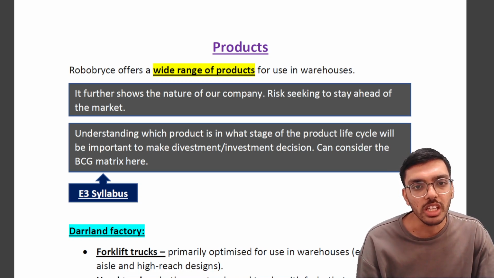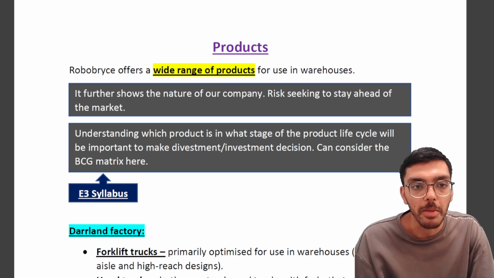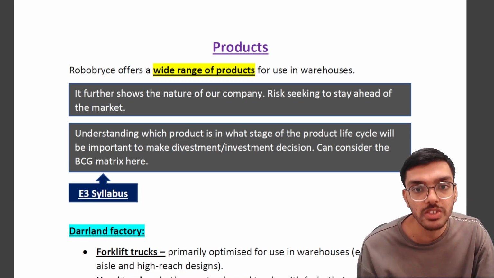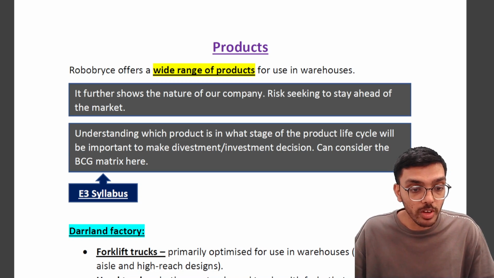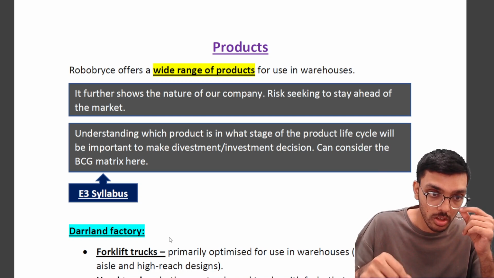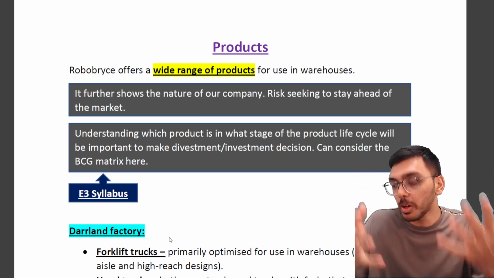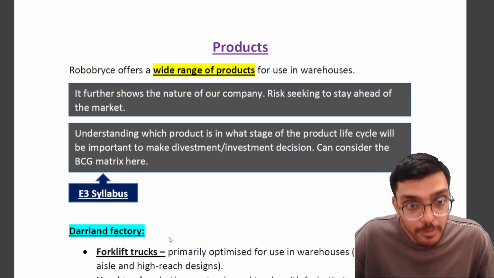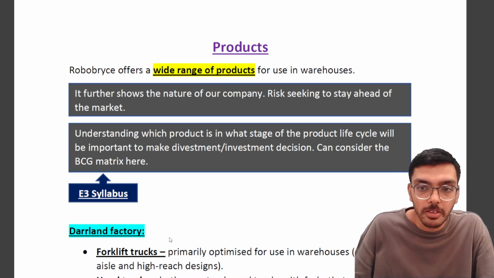So it further shows the nature of our company. Risk seeking to stay ahead of the market. Understanding which products are in what stage of the product life cycle will be important over here to make divestment or investment decisions. Because if one product is my star product, I want to invest further. But if one product is declining, I want to slowly divest from it. But I'll have to do that study first as to which product is where in the life cycle.